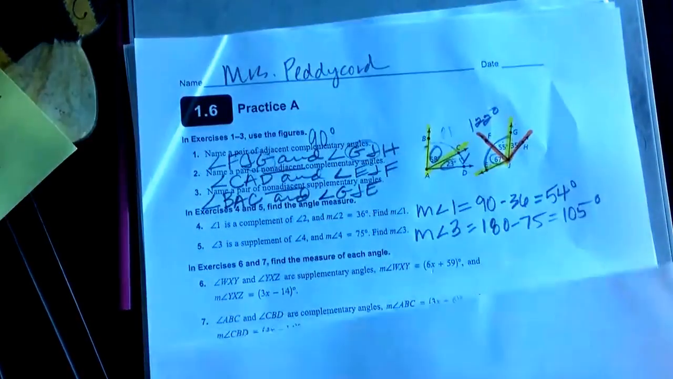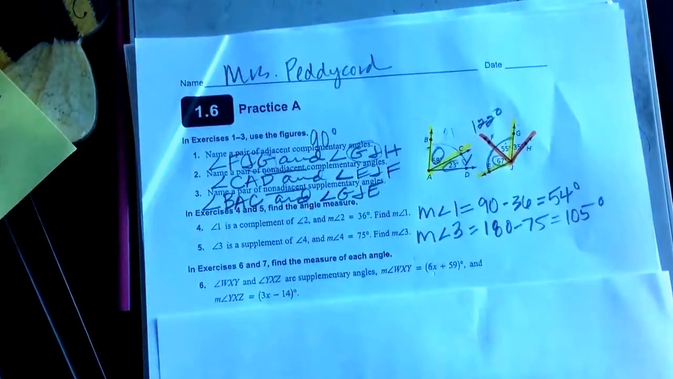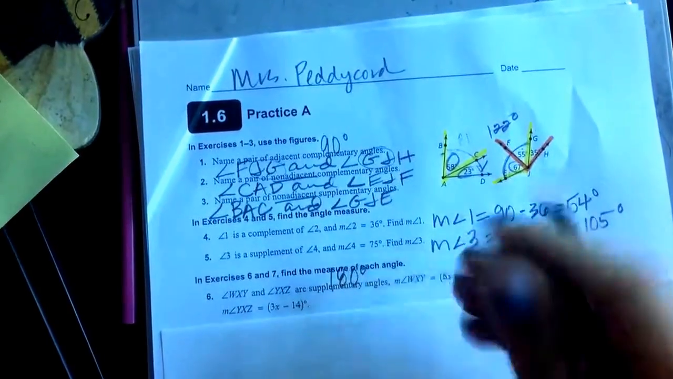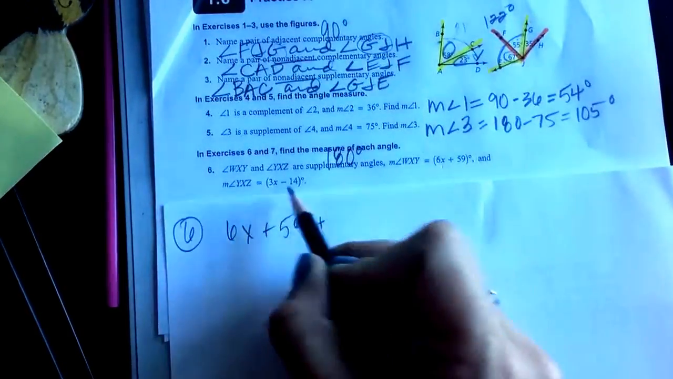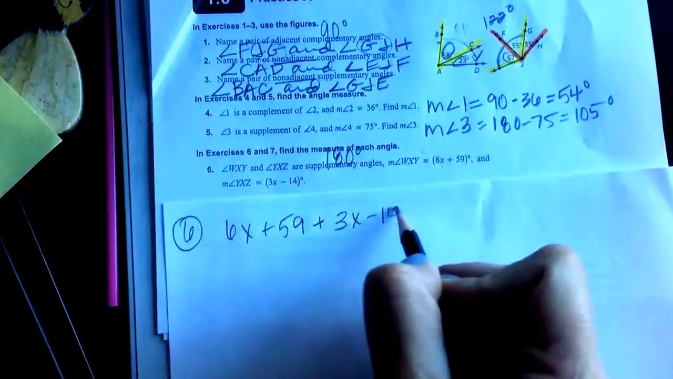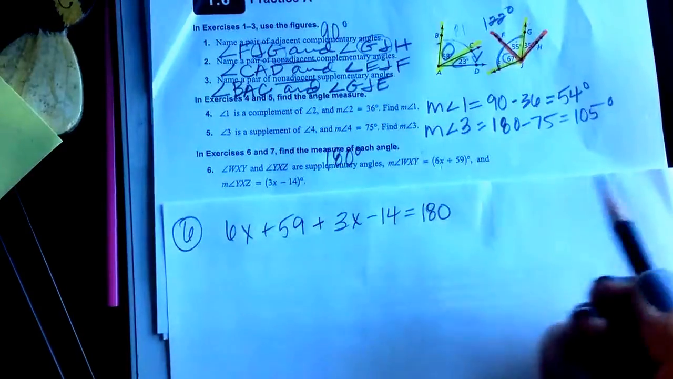Now, the next part is somewhere I had a lot of you turning your papers over and showing me where you did your work with this. In number 6, these are supplements. And so what we need to do for 6 is put the two angles together: 6x plus 59 plus 3x minus 14, and that should be equal to 180 degrees.